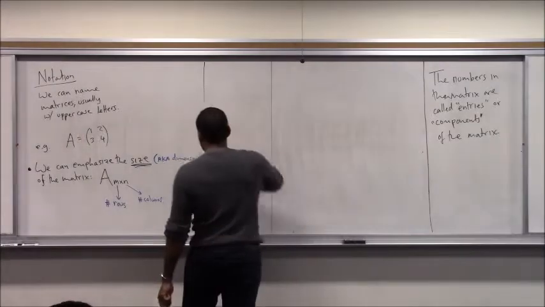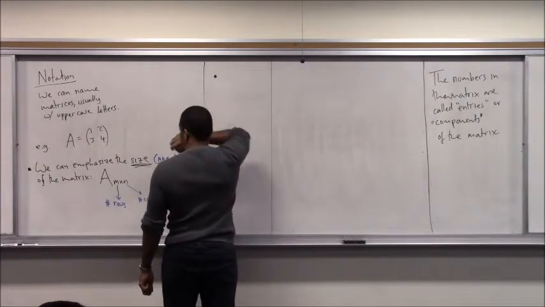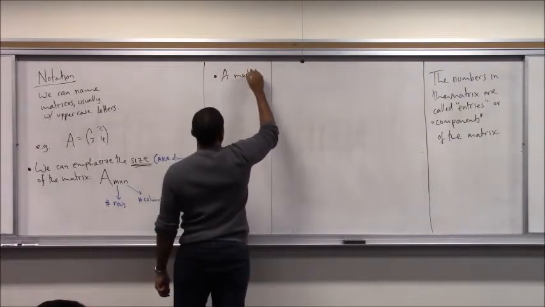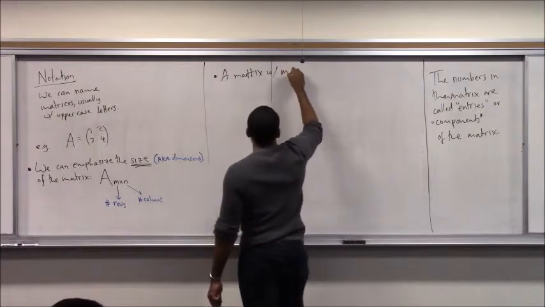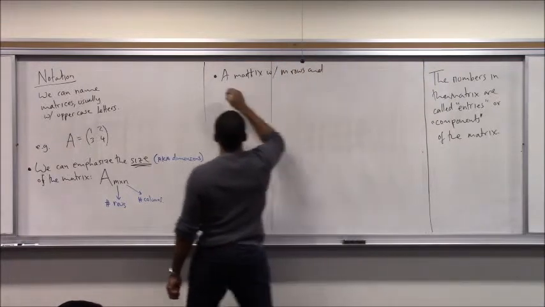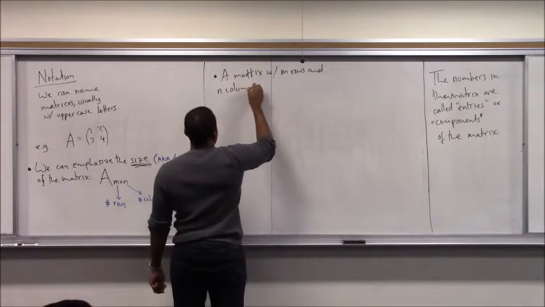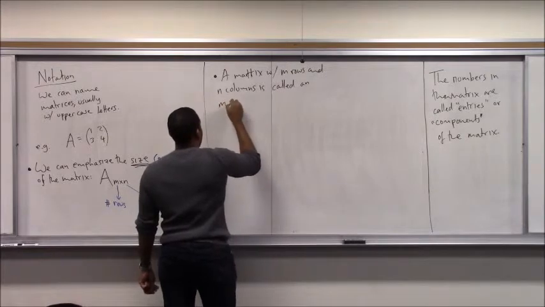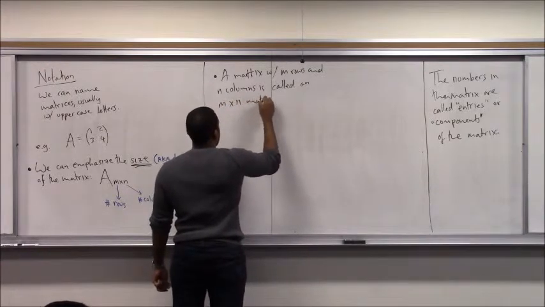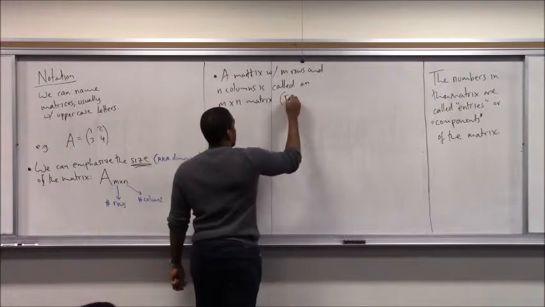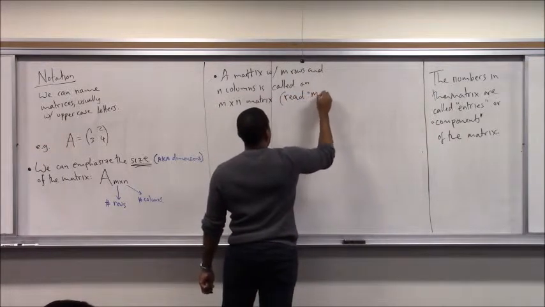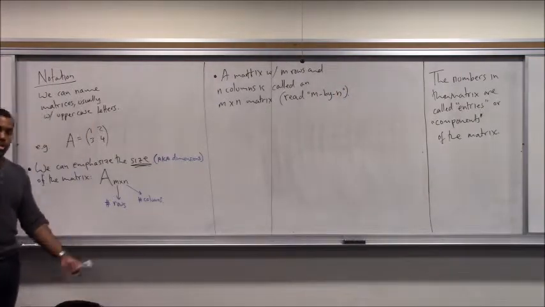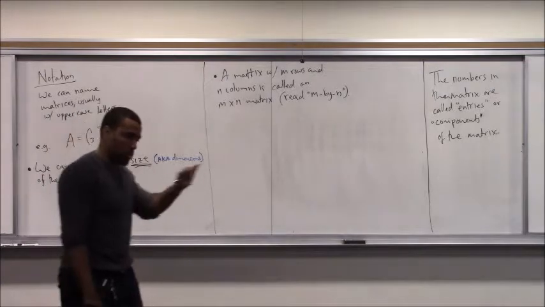Another thing, once you make this designation, that means a matrix with m rows and n columns is called an m by n matrix. Right? And it's read m by n. That's how you say it. Okay, so I can say, okay, there's a 2 by 3 matrix. That means I'm talking about a rectangular array of numbers with 2 rows and 3 columns.